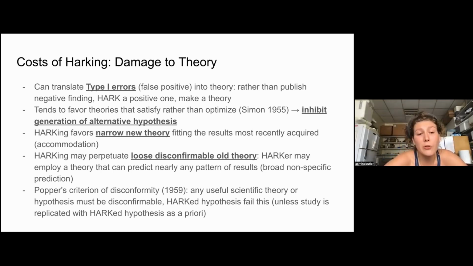The opposite can also be true, that people tend to HARK and they can look through the literature, find an old, very loose, disconfirmable theory, and build a hypothesis off that to suit their results. So we also want to avoid perpetuating these really loose, broad, non-specific theories. And the last one is Popper's criterion of disconfirmability, pardon me, that any useful hypothesis or theory has to be able to be disconfirmed. Naturally, if you see the results, you explain them, there's no room there for that to be disconfirmed. So this actually doesn't meet that criterion, unless, of course, we start to see replication.